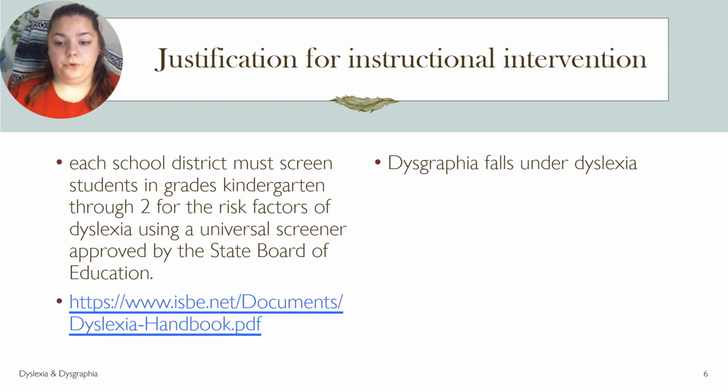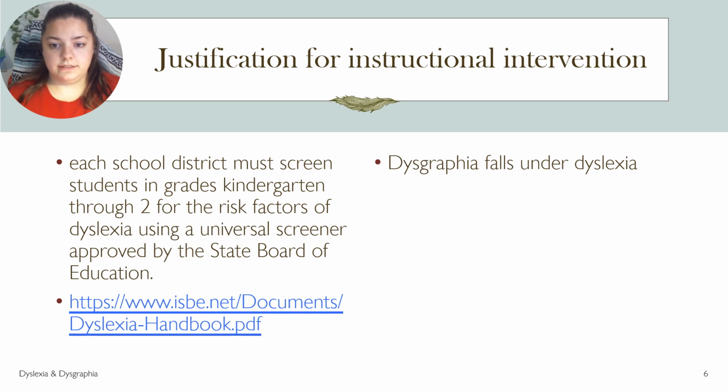Now, as I stated before, dysgraphia has always fallen underneath dyslexia. So any acts or laws that have been passed also apply to dysgraphia. In the state of Illinois, each school district must screen students in grades kindergarten through second for the risk factors of dyslexia using a universal screener approved by the State Board of Education. I have also added a link to our handbook for that.